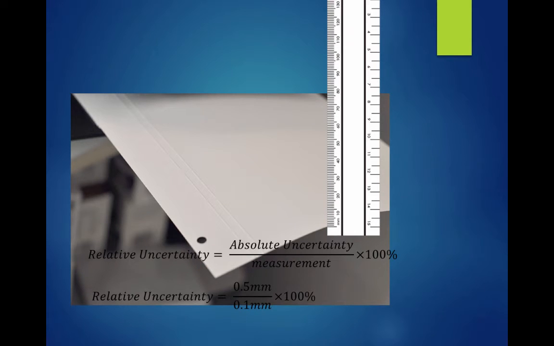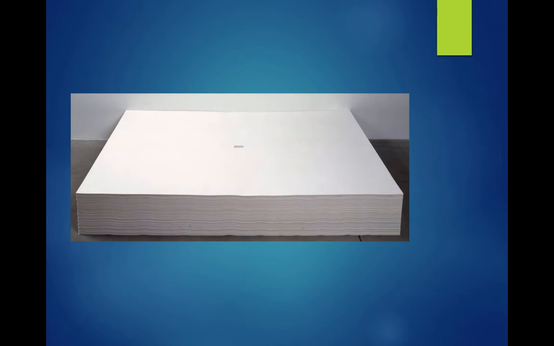The thickness of one sheet of paper is roughly 0.1 millimeters. The relative uncertainty would then be 0.5 millimeters divided by 0.1 millimeters times 100%, or 500%. If you measure a stack of 250 pages, the relative uncertainty of the group of pages is the same as the relative uncertainty for a single page when you divide to determine the thickness of the single page.